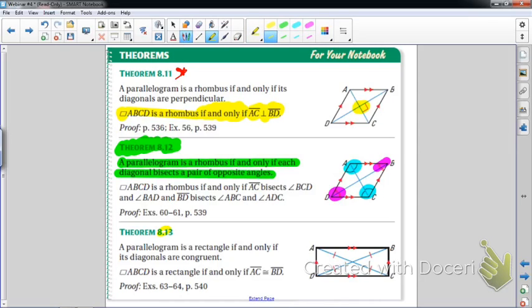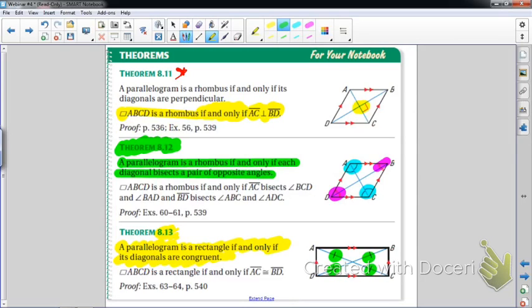18.3 right here talks about a parallelogram is a rectangle if and only if its diagonals are congruent. So it's very important, so you can see that. I drew the little picture here. So all these line segments are going to be congruent.